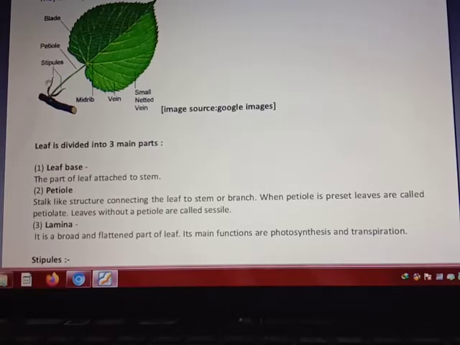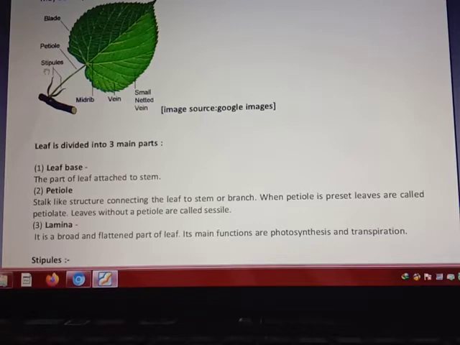I am repeating again: in a dicotyledon plant, if a leaf-like structure is present at the leaf base, it is known as a stipule, and it is mostly present in dicotyledon plants, and very rarely in monocotyledons. If it is present in a monocot, then it is known as a ligule. The leaves in which stipules are present are known as stipulate, and the leaves in which stipules are absent are known as sessile leaves. All right, so it was all about the leaf base.